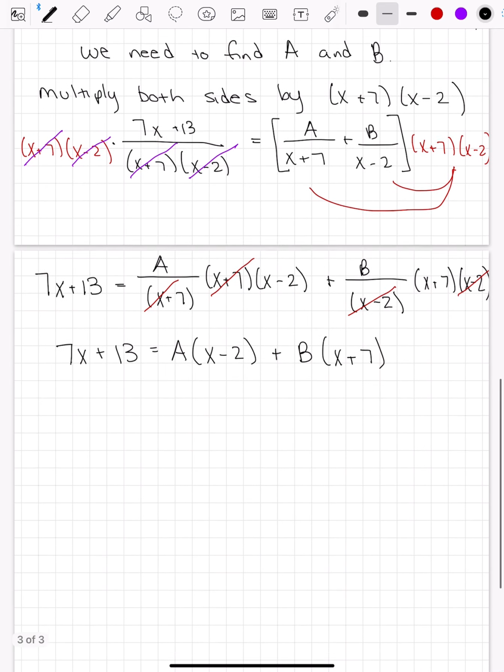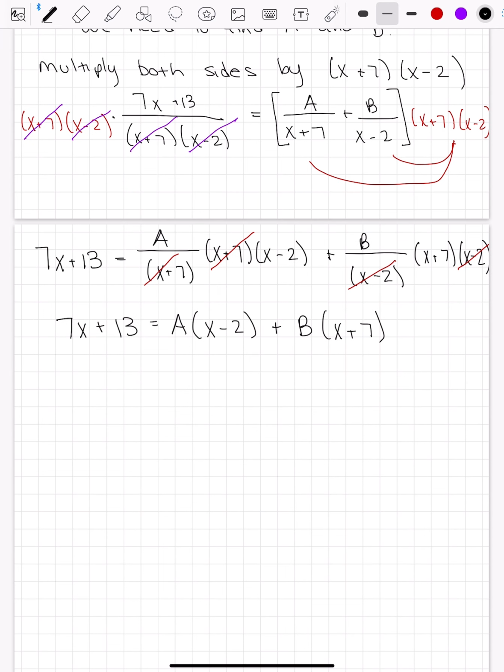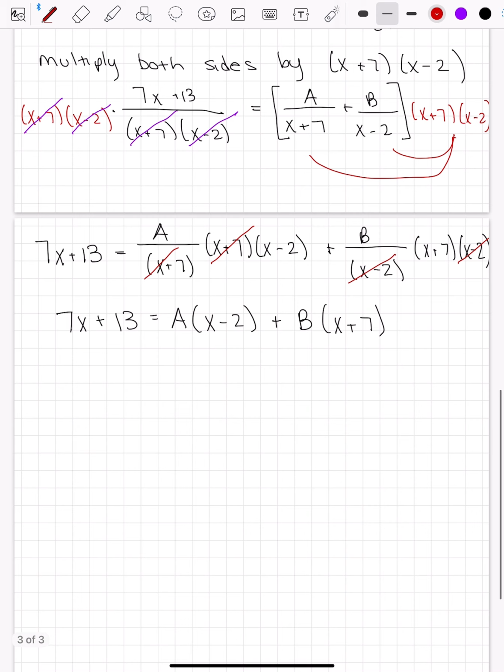So now, remember our goal is to find capital A and capital B. One useful trick is basically to just plug in the factor from each of these one by one to solve. That way we can cancel it, right? Right now we have two unknowns, and we're going to try to make it just be one unknown that we can solve for, and then we can solve for the other one.